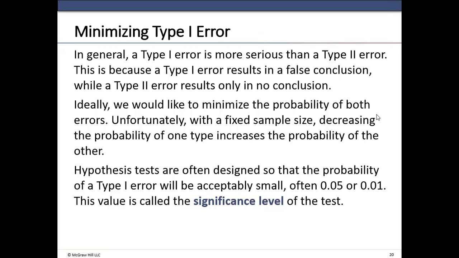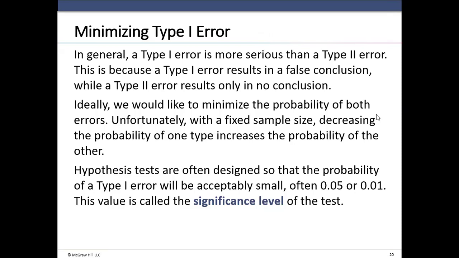Ideally, we would like to minimize the probability of both errors, but unfortunately, with a fixed sample size, decreasing the probability of, say, type 1 error will increase the probability of type 2 error and vice versa. Decreasing the probability of type 2 error will increase the probability of type 1 error. Hypothesis tests are often designed so that the probability of type 1 error will be acceptably small, usually 0.05 or 0.01. And this is called the significance level of this test.